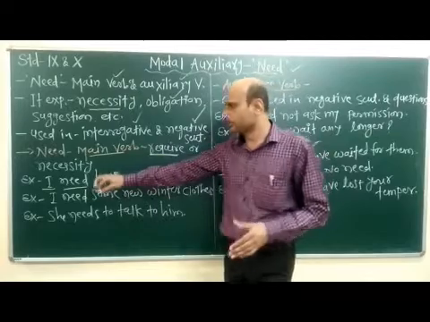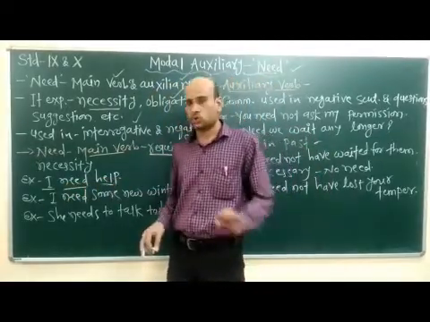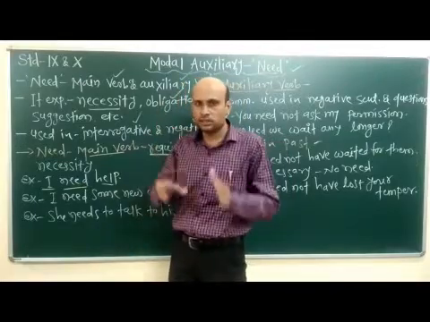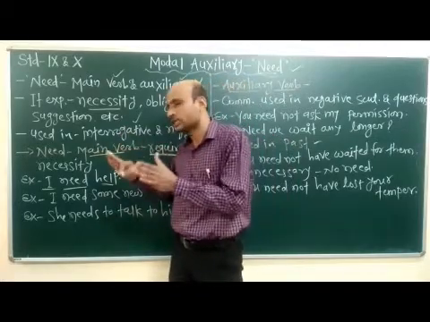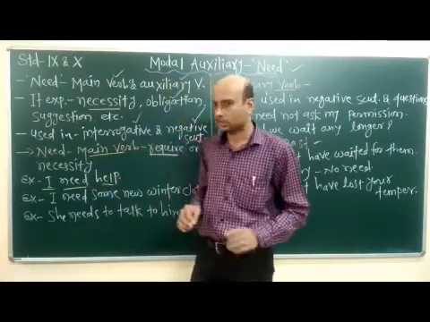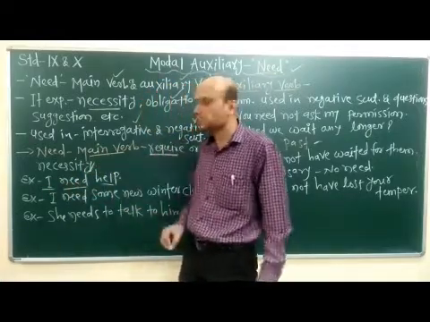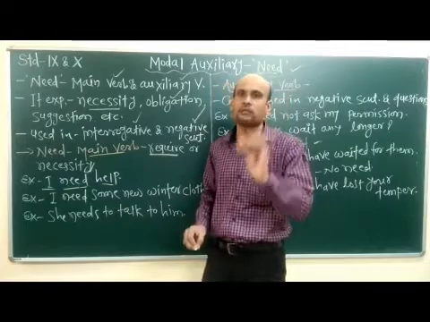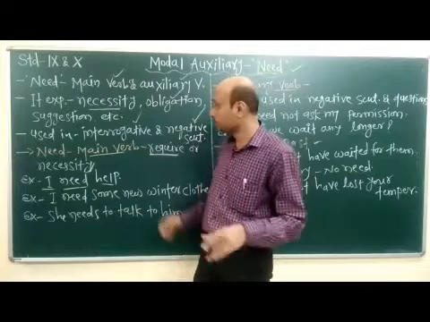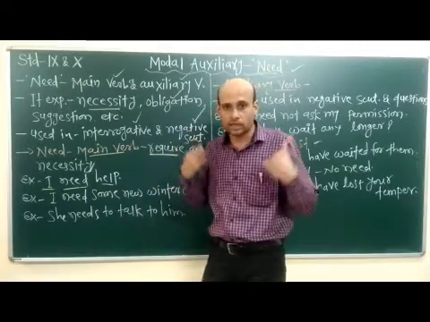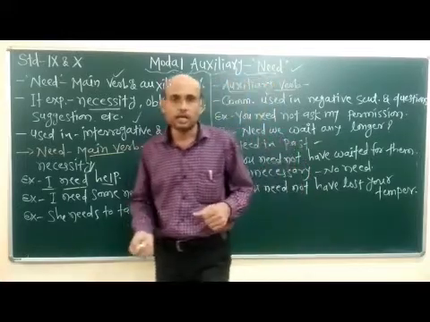Here I is the subject, then need is the main verb, and the past participle is needed. It means obviously both the second form and third form are the same. So I need help. Here what is the function of this word need? It functions as the main verb in this sentence. I need help. It means requirement is given. I require you, I need your help. Necessity is given. So I need help.